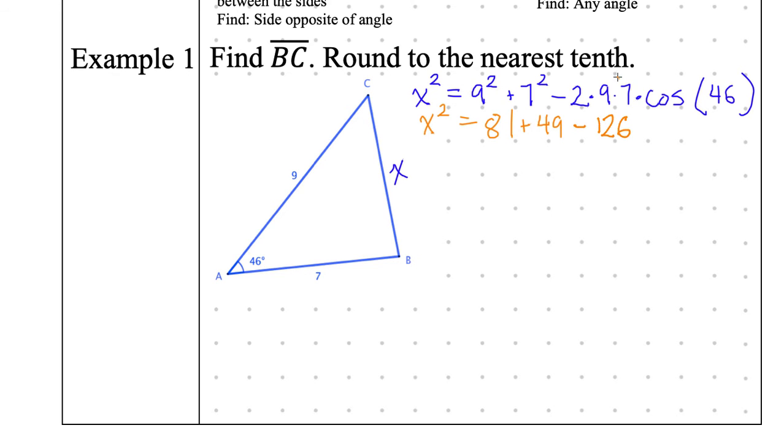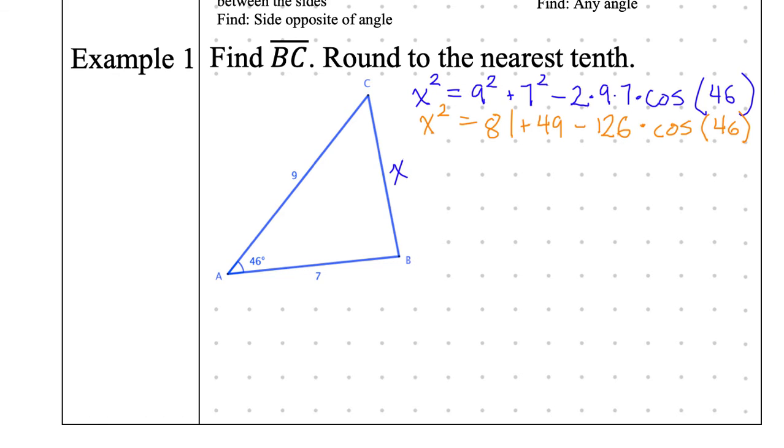It is 126 because 9 times 7 is 63. 6 doubled is 12. 3 doubled is 6. So 126 is double 63. And then that is still going to be multiplied by cosine of 46. That hasn't moved anywhere yet. All right, and now I kind of just have to enter this on my calculator. Technically, I could just enter this whole first line on my calculator.